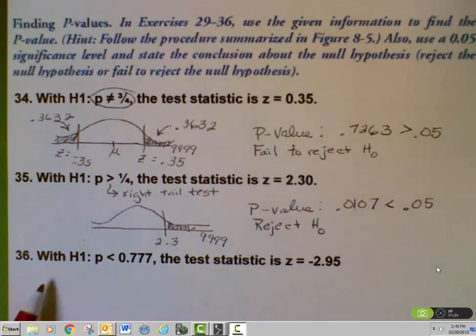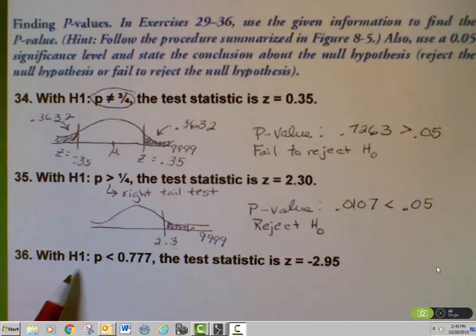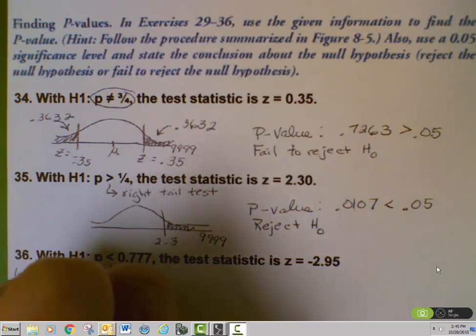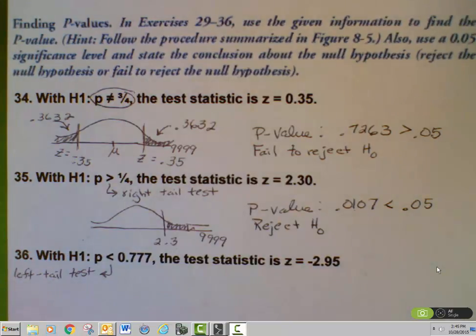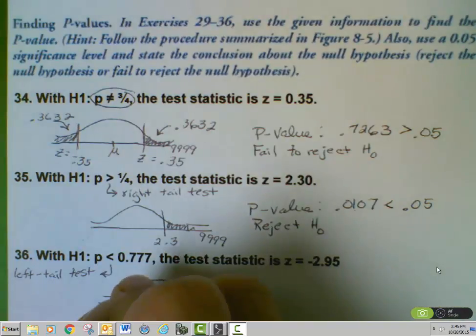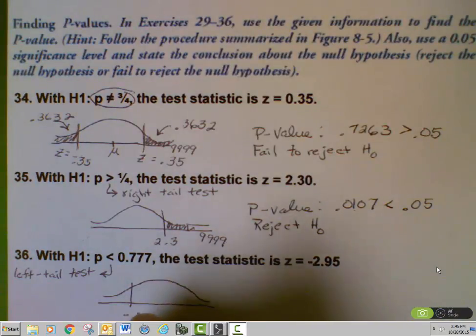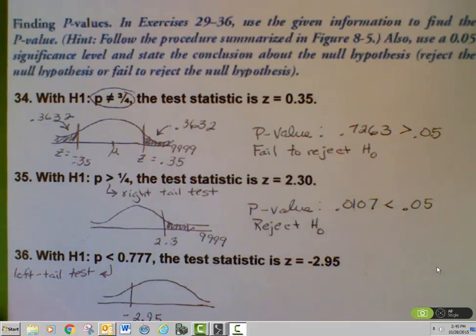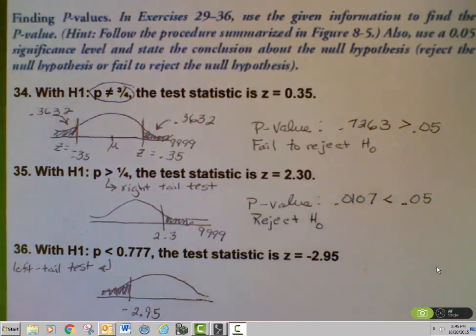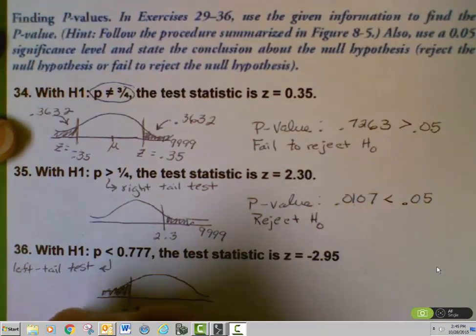All right, one more. Number 36. The alternate hypothesis is P is less than 0.7777. Is that a left tail, right tail, or two-tail test? The inequality pointing to the left means it's a left tail test. And that means that our p-value is the area to the left of our z-score. We're looking for the area to the left of negative 2.95. So I'm going to use normal CDF.